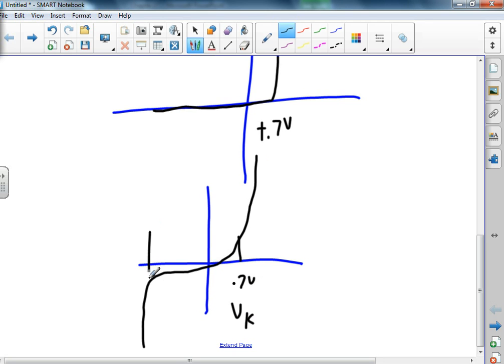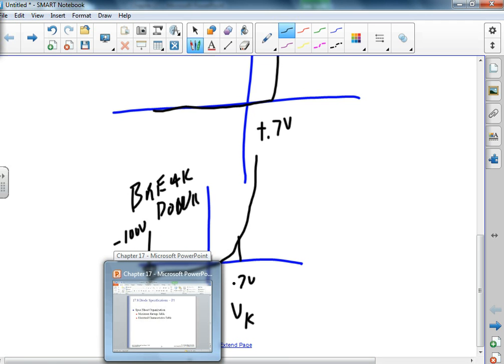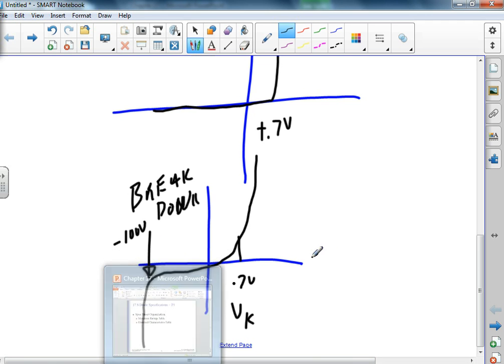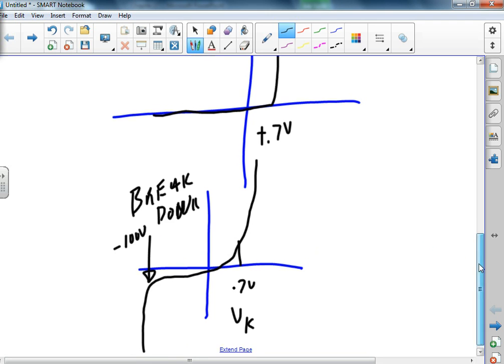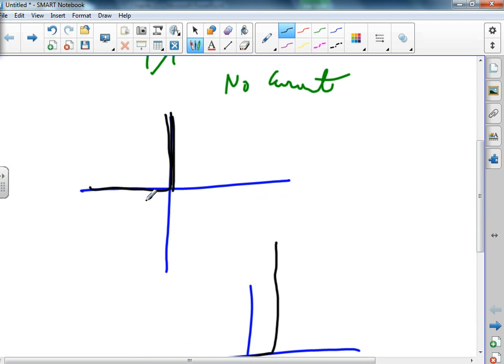And then I'd have some breakdown voltage, and that's because if I go that negative, and this is 0.7 volts, the breakdown voltage is about minus 100 volts. If I get that negative, then I'm going to destroy my diode, is basically what that's telling me. And so I have my first approximation is just a straight up and down line.